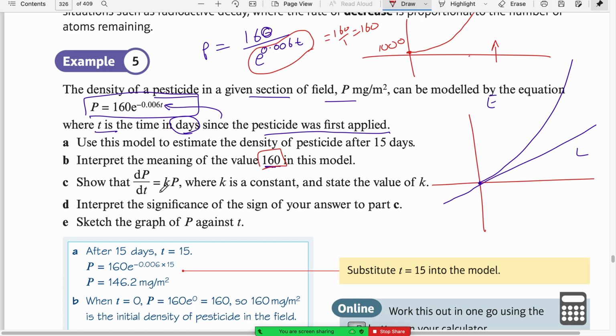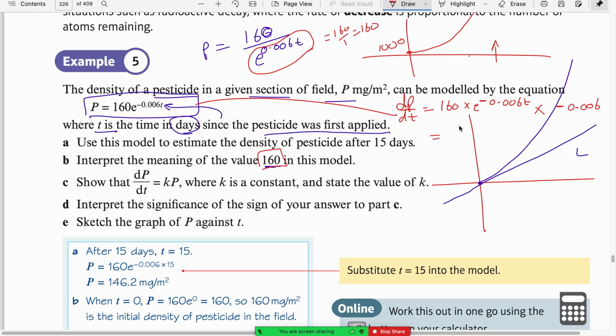Show that dP by dt is kP, where k is a constant. So basically it is requiring you to differentiate it. P is already there. So if I write dP by dt, what was the rule? You first copy it as it is. So this is 160 times e raised to the power negative 0.006t. First thing. Second thing is multiplied with differentiation of power. So differentiation of power is negative 0.006.